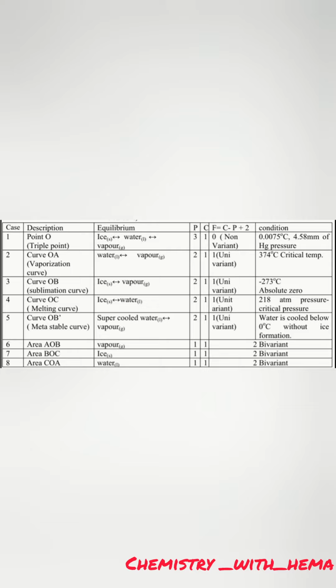Here we need to explain 8 cases: point O, curves OA, OB, OC, OB dash, and areas AOB, BOC, COA. Point O is called the triple point. Here ice, water and vapor, three phases, are in equilibrium at the condition 0.0075 degrees Celsius and 4.58 mm of mercury pressure.